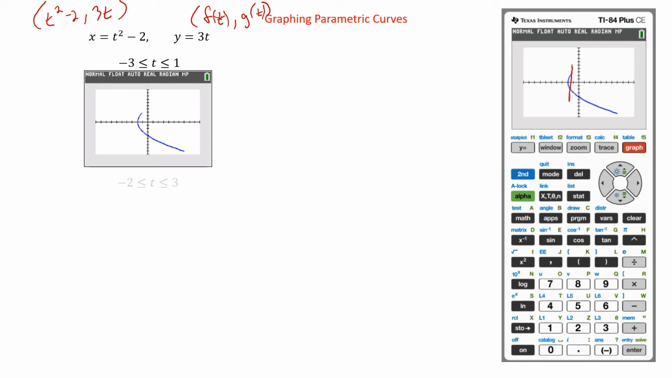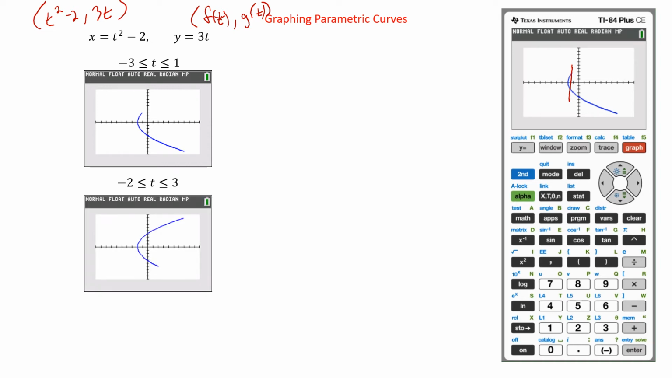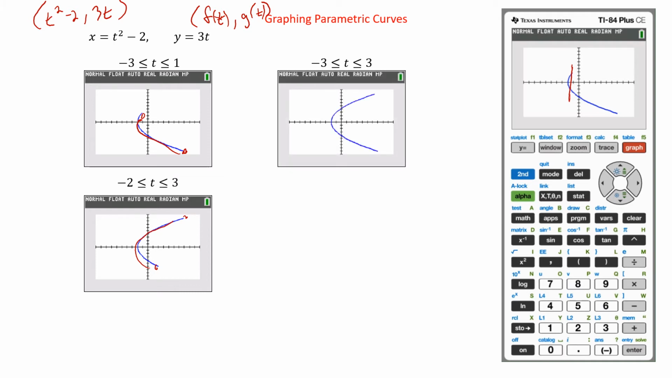We could graph it using other windows, like what if we have -2 is less than t is less than 3? For this, I just went to the window and changed my t interval. Instead of -3 to 1, we're going from -2 to 3, and we get this graph. What about from -3 to 3? Well, this one's -3 and it goes this way to 1, this one's -2 and goes this way to 3, so this one should be the full thing. In fact, it is. So that's graphing parametric curves.